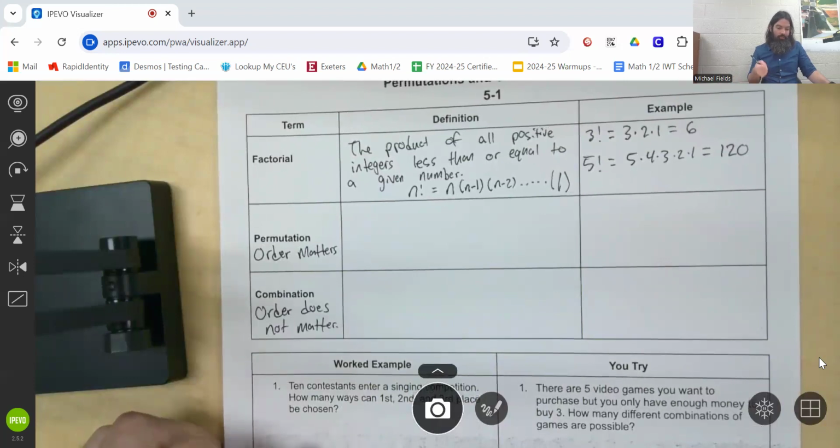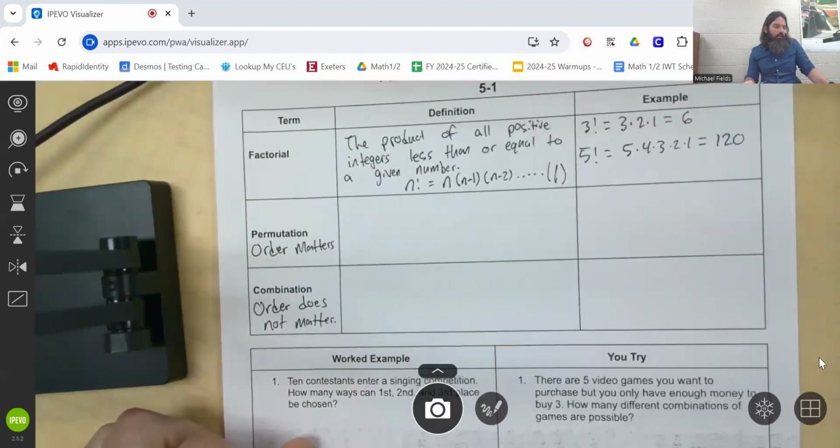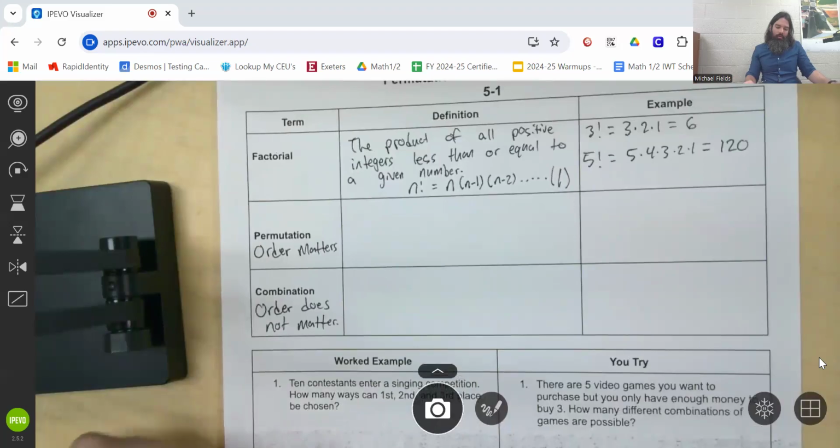You want your first draw to be a 3. All right? A combination would be if we draw 3 cards and then look at them and just hope that we have a 3, 5, and 7 in our hand. It doesn't matter if the 3 was drawn first or second or third. It doesn't matter if the 5 was drawn first or second or third, or same for the 7. All right, so there's going to be a lot more possibilities with the permutation where the order matters.